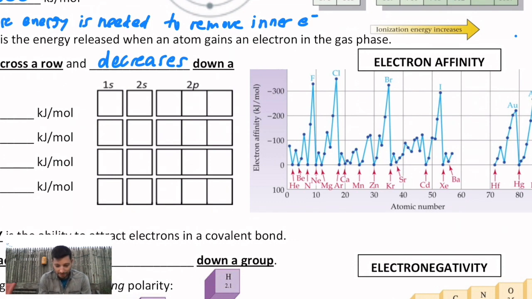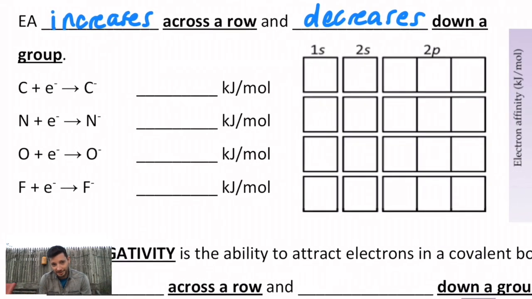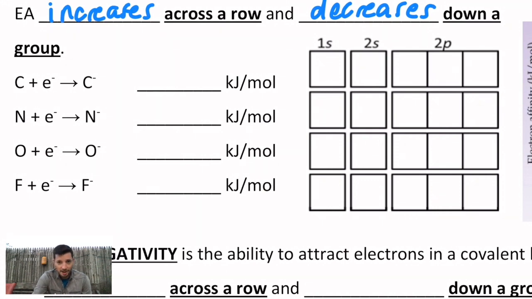So let's look at the elements in the 2p row from carbon to fluorine, and I'm going to draw their orbital diagrams and at the same time give you the electron affinities. The electron affinities for carbon are, respectively, negative 122 kilojoules per mole. Nitrogen is negative 7 kilojoules per mole. It's barely exothermic. Oxygen is negative 142, and then fluorine is negative 328.